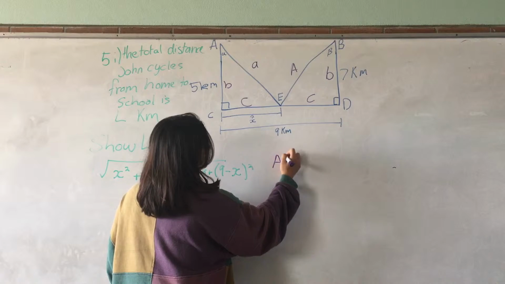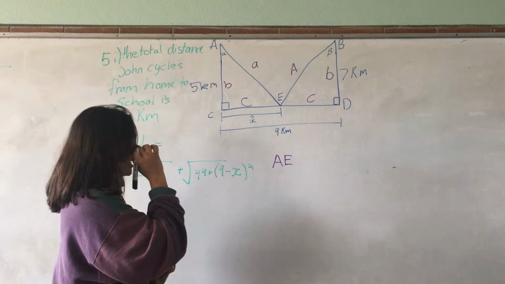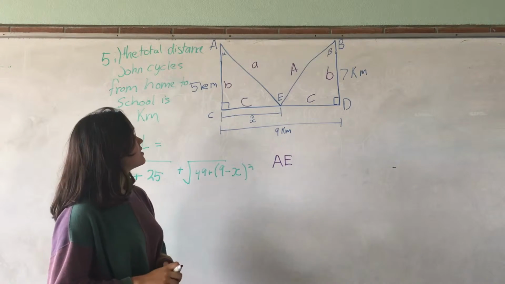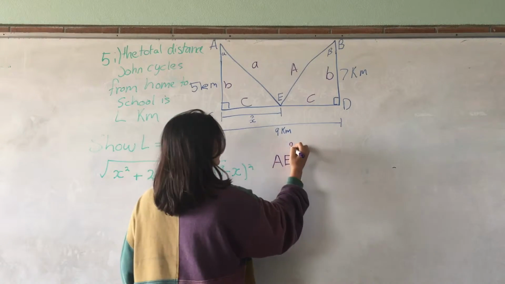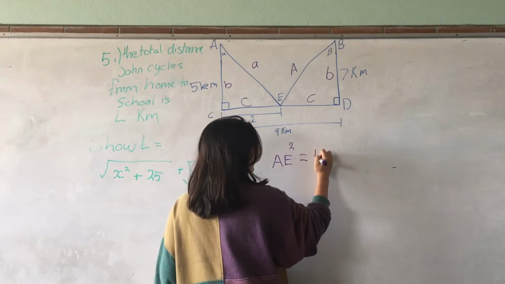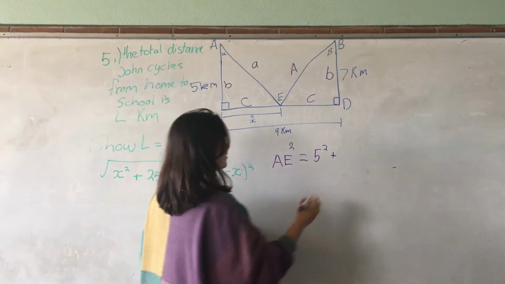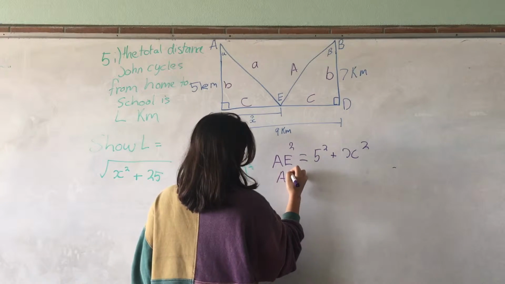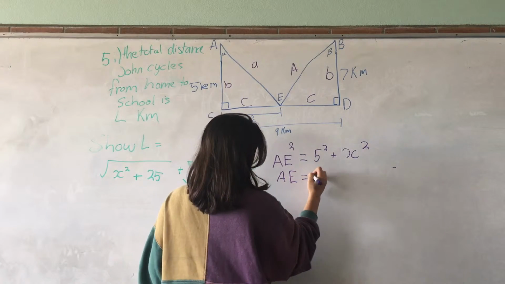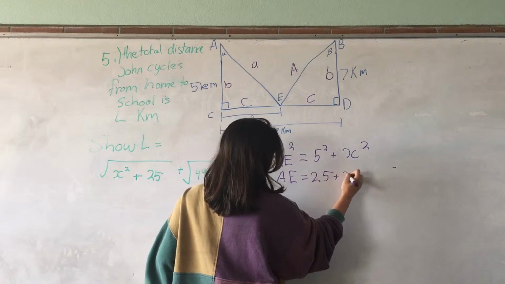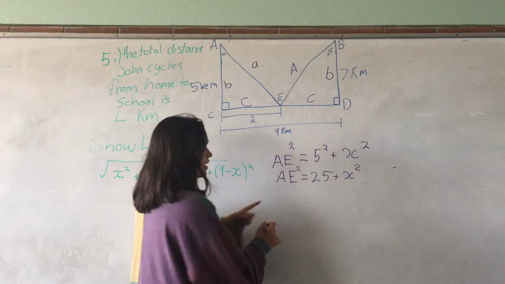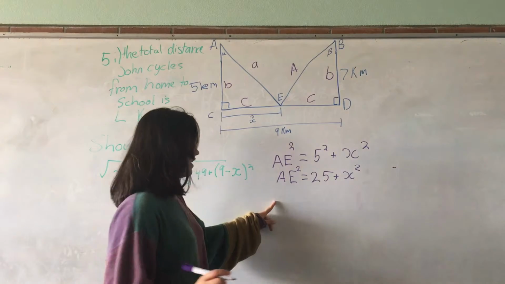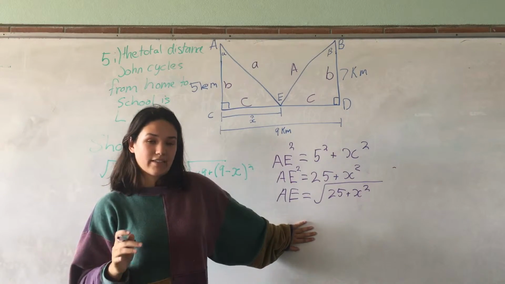According to Pythagoras, AE squared should equal CE squared plus AC squared. AE squared is equal to 5 squared plus x squared, which means that AE will equal the square root of 25 plus x squared. So now to simplify this, I'm going to take the square root of AE. Alright, so now we have our length AE.